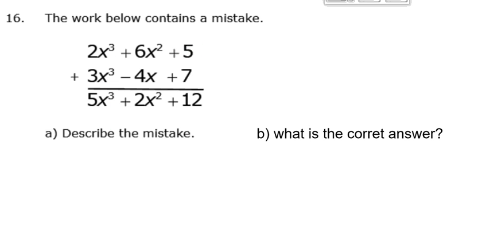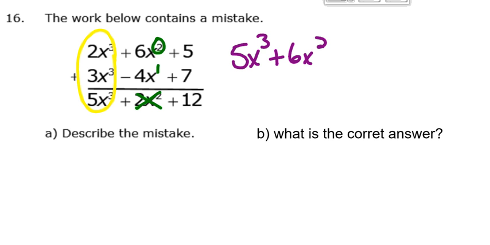All right, this work below contains a mistake. This one was a little bit harder to catch, not going to lie. This part right here, the x cubed terms, look okay. But if you look closely, this one has a power of 2, and this one actually has a power of 1, so you cannot put those together. So your final answer should have been 5x cubed plus 6x squared minus 4x plus 12.